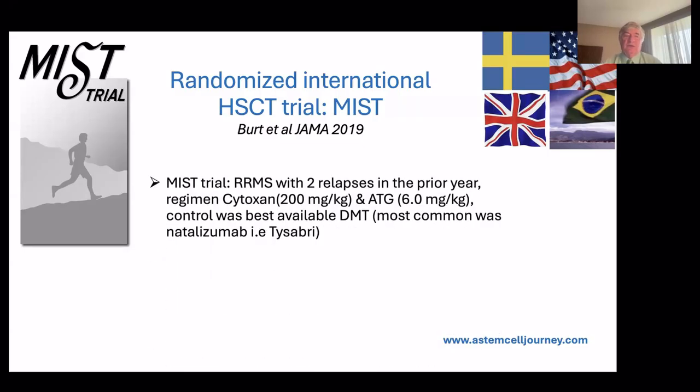So we called it MIST, Multiple Sclerosis International Stem Cell Transplant Trial. And we took relapsing remitting MS with 2 relapses in the prior year, despite DMTs. So this was very inflammatory, active, immune-mediated MS. And our regimen was Cytoxan, total dose 200 milligrams per kilogram, ATG, total dose 6 milligrams per kilogram. It's not just the drugs, it's the dose. If you get a higher dose, if you get over 6.5, you can get late Epstein-Barr viral disease and PTLD, post-transplant lymphoproliferative disease, as has happened in some centers. So the dose is important. When you use ATG at 6, that never happens.